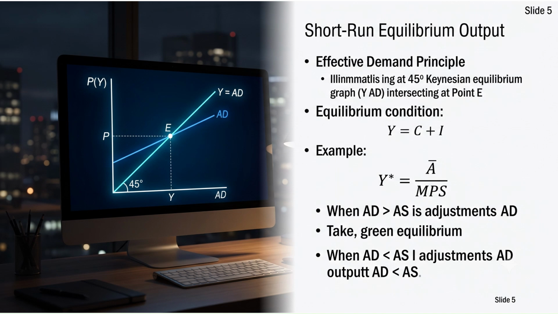However, there is another side of the coin also. When aggregate demand is less than aggregate supply, goods sit unsold, unplanned inventory piles up, forcing plant managers to cut shifts and freeze hiring. And that's a pretty grim picture for our economy.